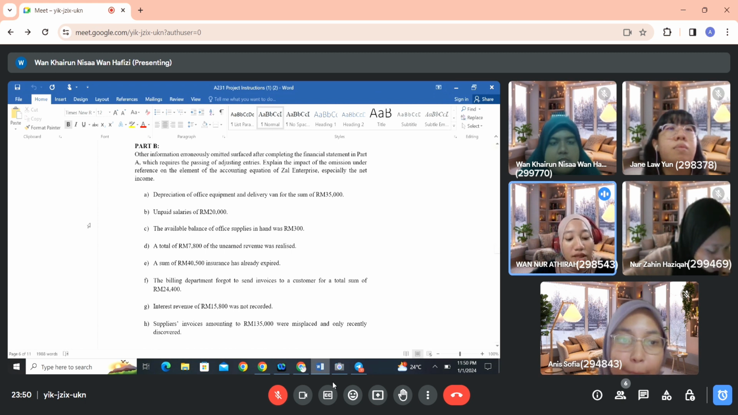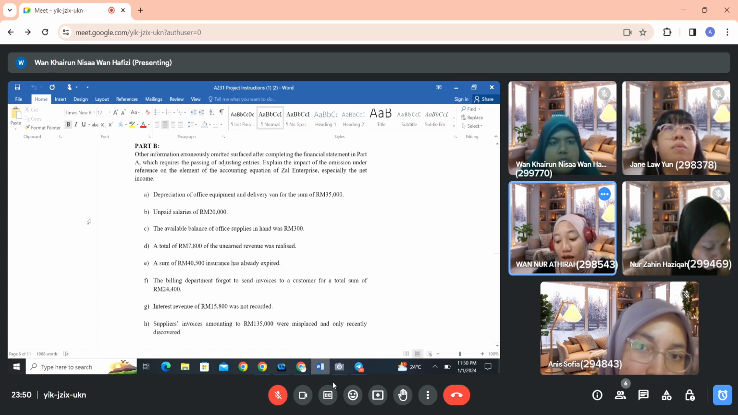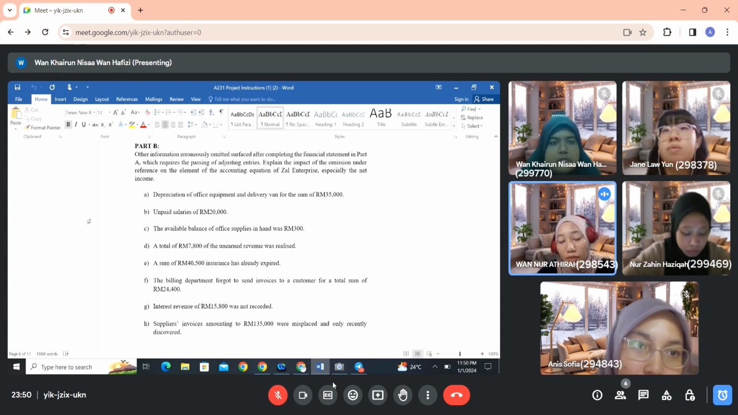And for question D, a total of 7,800 of the unearned revenue was realized. So the asset is not affected, liability is understated for 7,800, and the equity is overstated for 7,800.